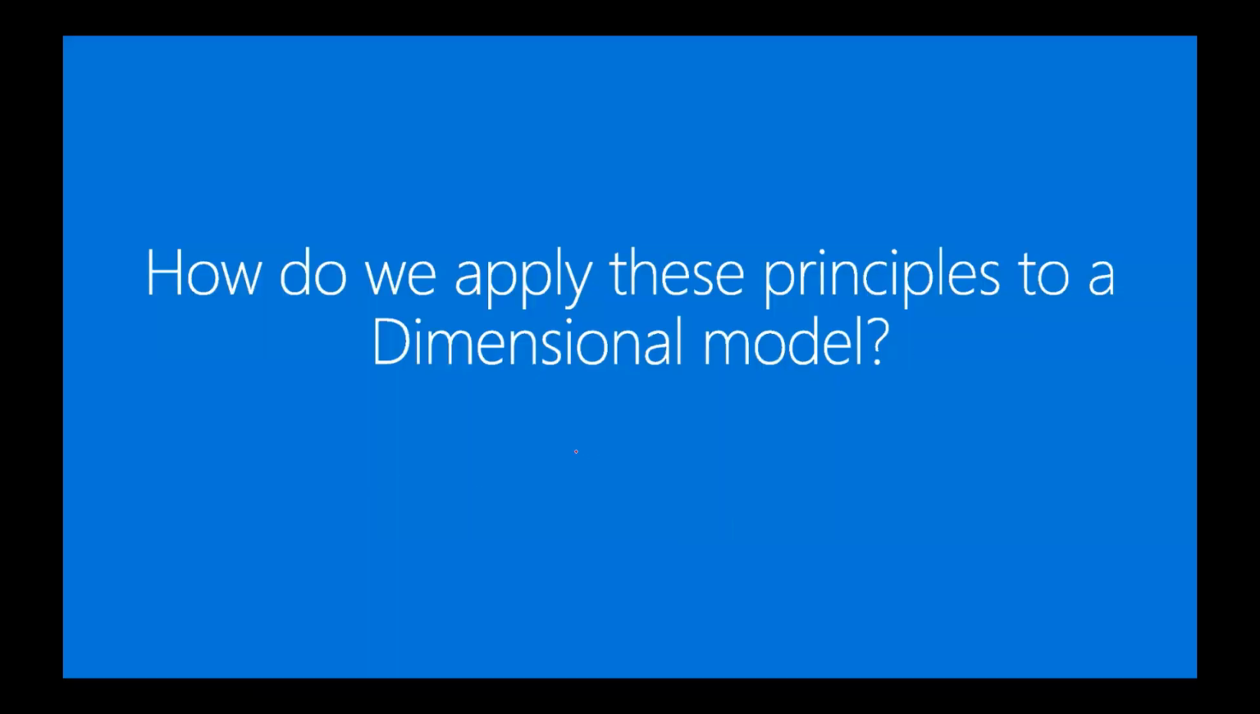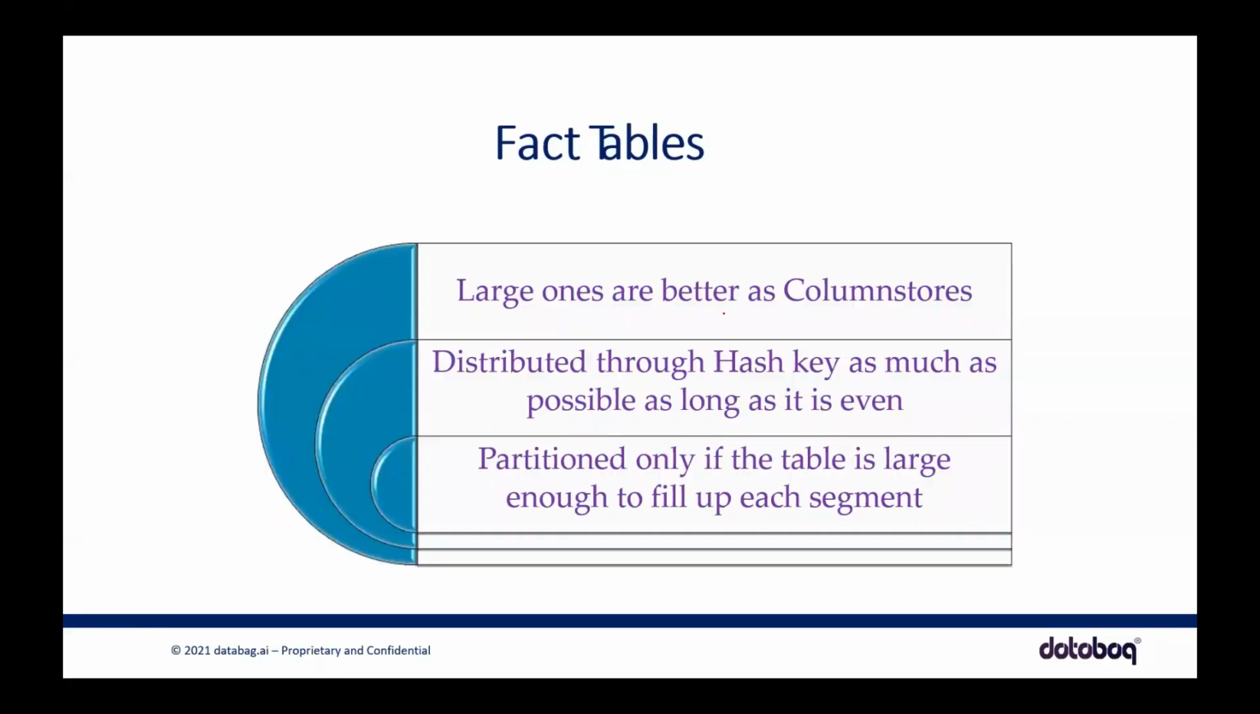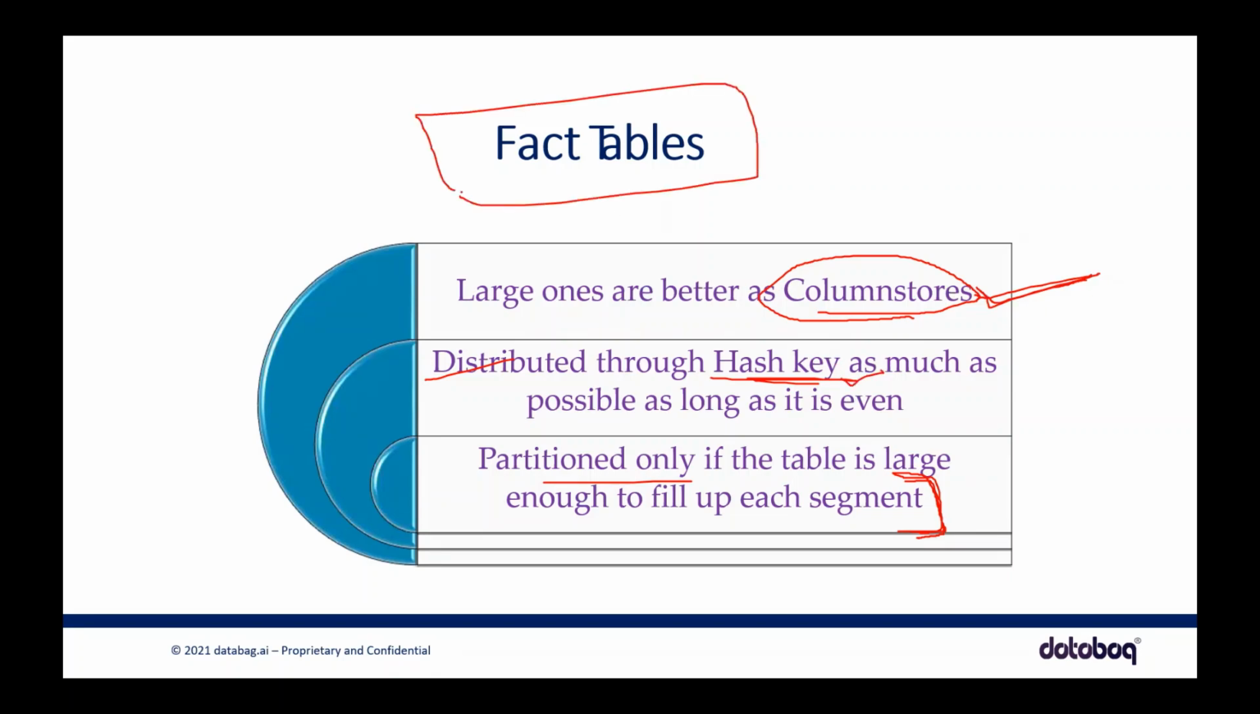Okay, how do we apply these principles to a dimensional model? I think for fact tables, like we discussed, the distribution technique is always hash key, right? And the large ones are better as a column store. So like I told you, the index should always be column store clustered index. Partition only if the table size is enough to fill up each segment. Like I told you, each segment has 1 million rows, so try to accommodate if you see that it gets really 1 million rows. But the index should be column store clustered, and the distribution should be hash key when it comes to fact tables. That is important.